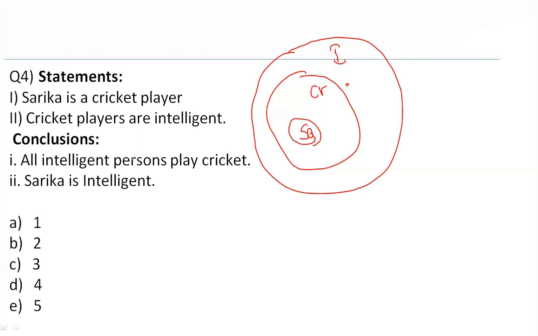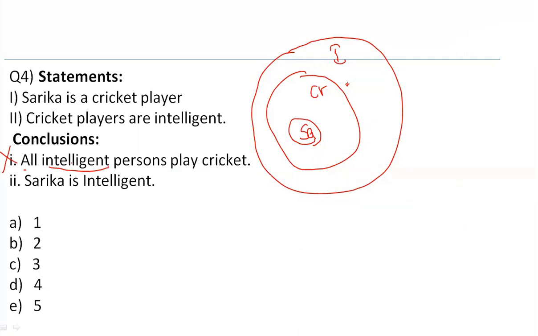Okay. Now conclusions. What is the first conclusion? All the intelligent persons play cricket. Okay. Guys, whenever you see all the intelligent persons play cricket, that conclusion, intelligent circle should be lying completely inside the cricket circle. But you can't see the same in the diagram, right? Yes or no? Can you see intelligent person's circle lying inside the cricket circle? No. All the intelligent persons play cricket means that is completely false, because this meaning will tell that intelligent circle is completely lying inside cricket circle, but that is not there in this diagram. So first conclusion is false.